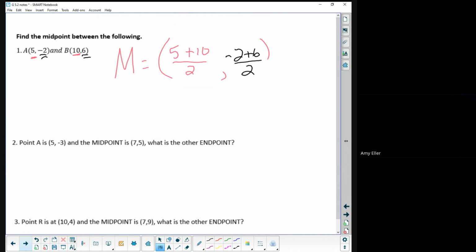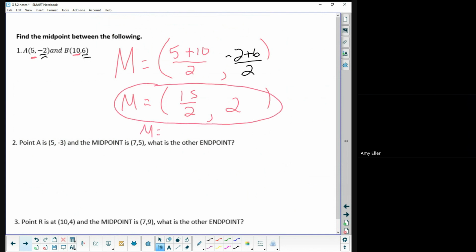You can use a calculator. Make sure you type it correctly. The whole top should be in parentheses. Now, you notice I got 15 halves. You can leave it like this. This is a fine answer. Or you can leave a decimal. 15 halves is 7.5. Either way, either answer is okay. Please make sure your answer has parentheses and a comma. That's how we write points.